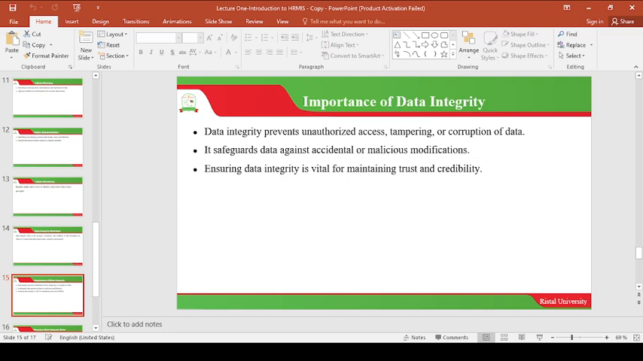Then it safeguards data against accidental or malicious modification.